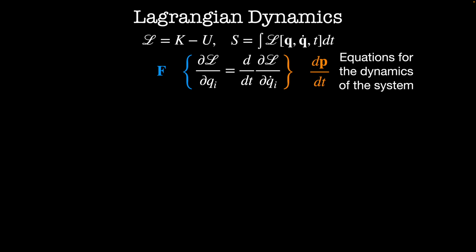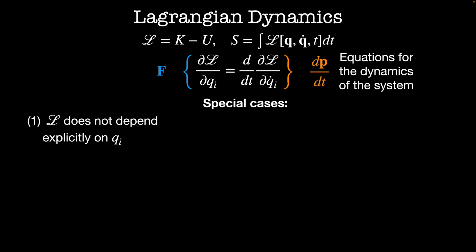Let's take a look at a couple of special cases or forms of the Lagrangian that make integrating the Euler-Lagrange equations easier. We'll start with a form of the Lagrangian that does not explicitly depend on the position variable qi. That means that this term here is equal to 0. So we end up with d by dt of dL by dqi dot is equal to 0, or equivalently that dL by dqi dot is equal to a constant.